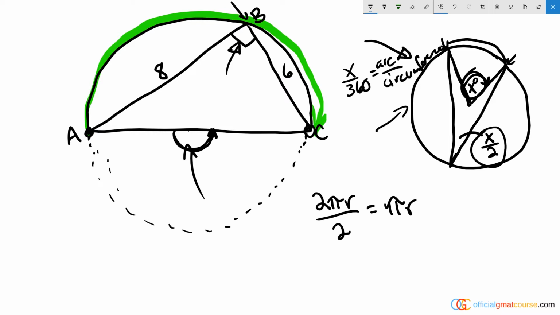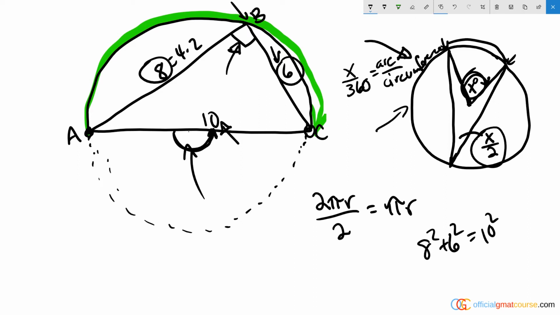Now, if we have a 6-8 right triangle, this is a version of a 3-4-5 right triangle. So that would make this side 10 because this is 4 times 2, this is 3 times 2, and that would make this 5 times 2. You could also do it with the Pythagorean theorem. So 8 squared plus 6 squared equals 10 squared, and you can solve that out. But we know that this side is 10, and that makes the radius 5.